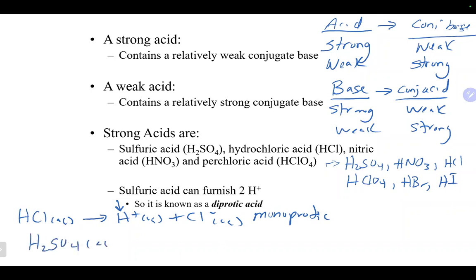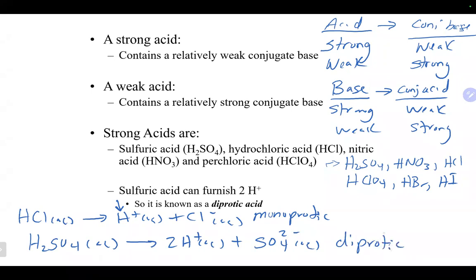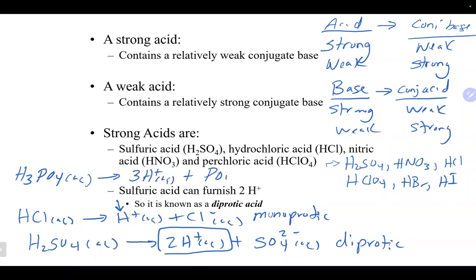Something like H2SO4, when it breaks apart, will break apart into 2 H pluses and a sulfate. And this is what is referred to as being diprotic, as it's able to give away 2 H pluses. There's also triprotic acids like phosphoric acid. Overall, what happens is it will dump off 3 H pluses and a phosphate here.